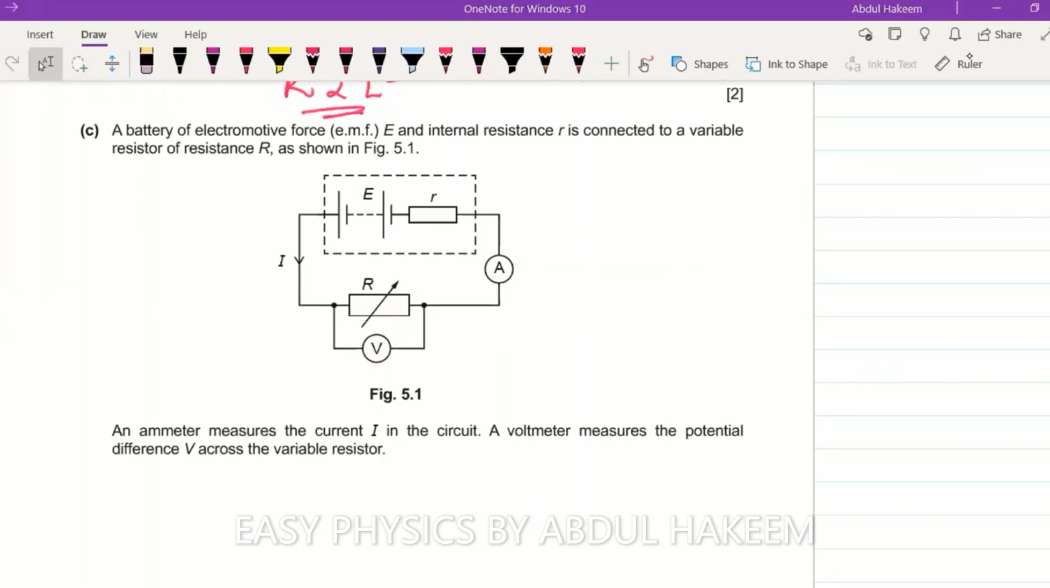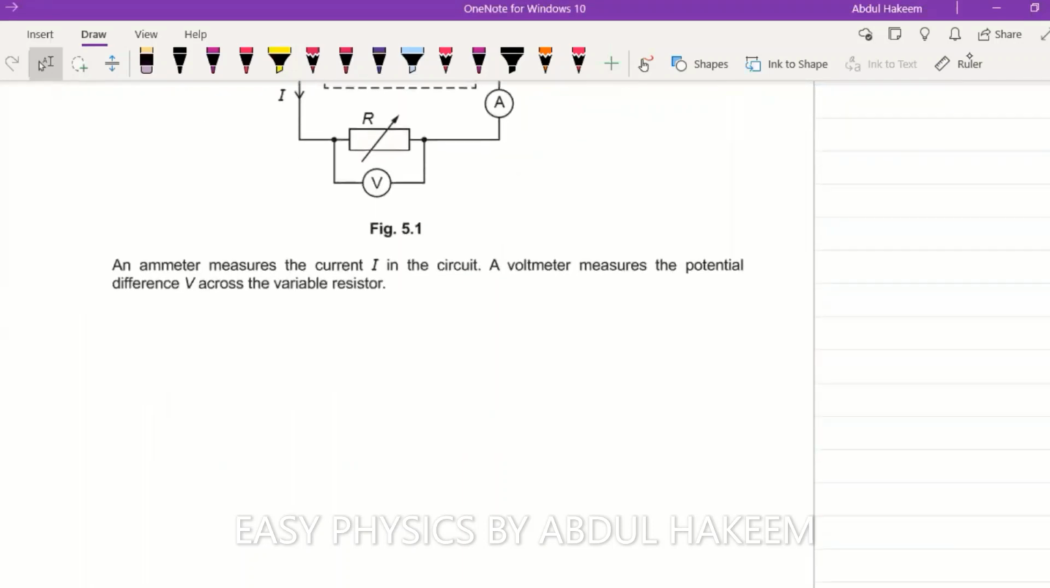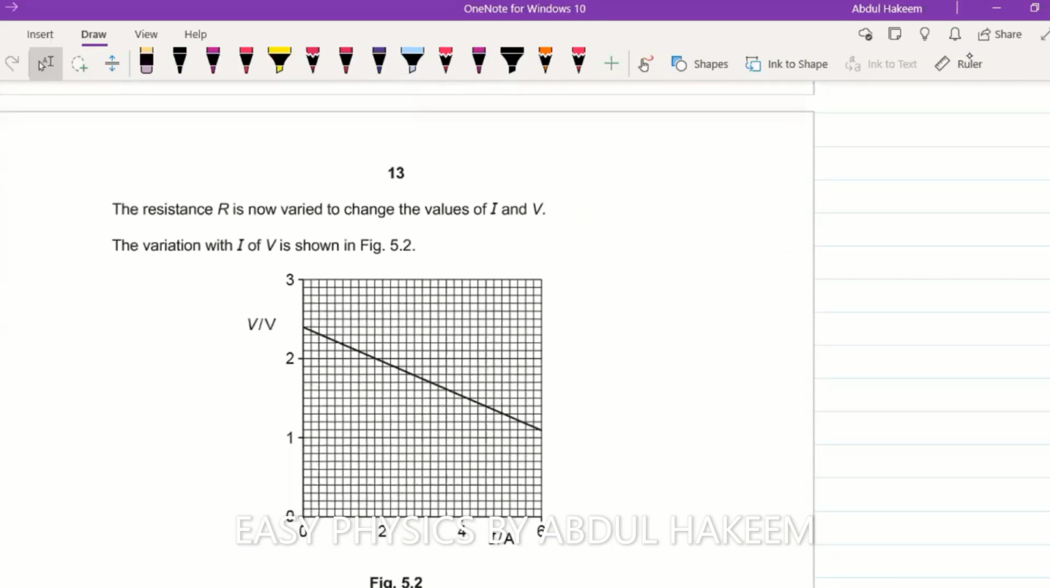Okay, next, a battery of EMF capital E and internal resistance small r is connected to a variable resistor of resistance R. An ammeter measures the current I in the circuit. A voltmeter measures the potential difference V across the variable resistor. Resistance R is now varied to change the I and V in the circuit. The variation of V with I is shown in the figure.